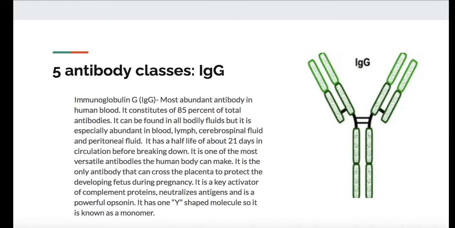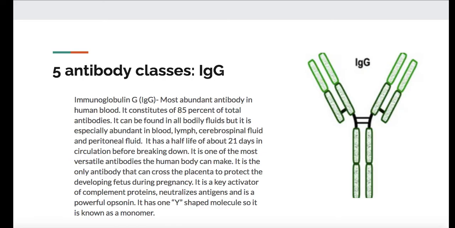There are 5 antibody classes. There's immunoglobulin G, which is the most abundant antibody in the human blood. It constitutes 85% of total antibodies. It can be found in all bodily fluids, but it is especially abundant in blood, lymph, cerebrospinal fluid, and peritoneal fluid. It has a half-life of about 21 days in circulation before breaking down. It is one of the most versatile antibodies the human body can make.